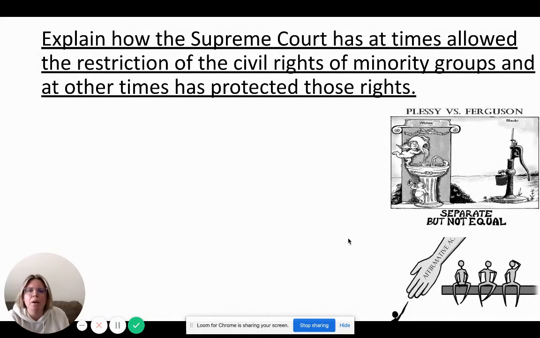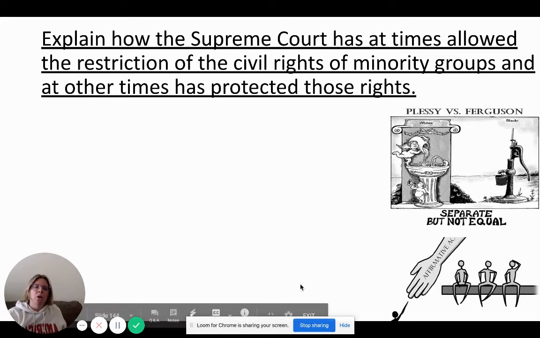Okay. Explain how the Supreme Court has at times allowed the restriction of civil rights of minority groups and other times protected those rights. So, I just had a thought right here, and this is a great example of a possible argument essay. I just had the epiphany right here. Because this is a great example of like, here's the times that they've honored, here's the times that they have not, or here's the times they've protected, here's the times they've restricted. I don't even know how you would put it into an argument essay, but that's a possibility. It could totally be wrong, but I just had a thought that that's like the either-or kind of thing with that.